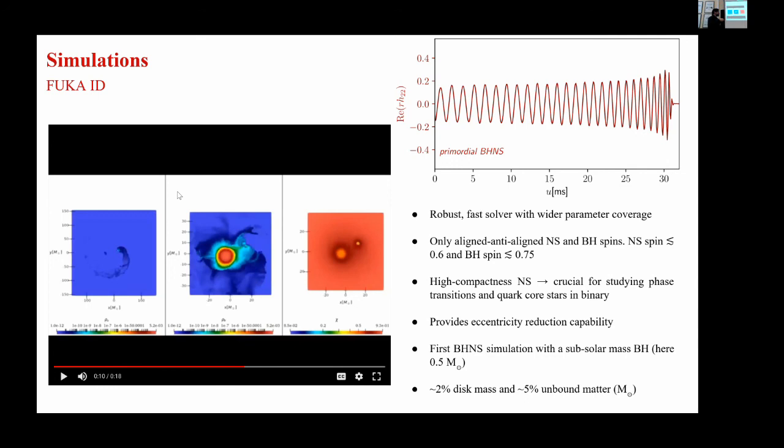And then, like Elliptica, this also has the capability of reducing the eccentricity to below 10⁻³. And in this particular case, we find a disk mass of 2% of a solar mass, and 5% of a solar mass as unbound matter from this. Okay, so these are some results.